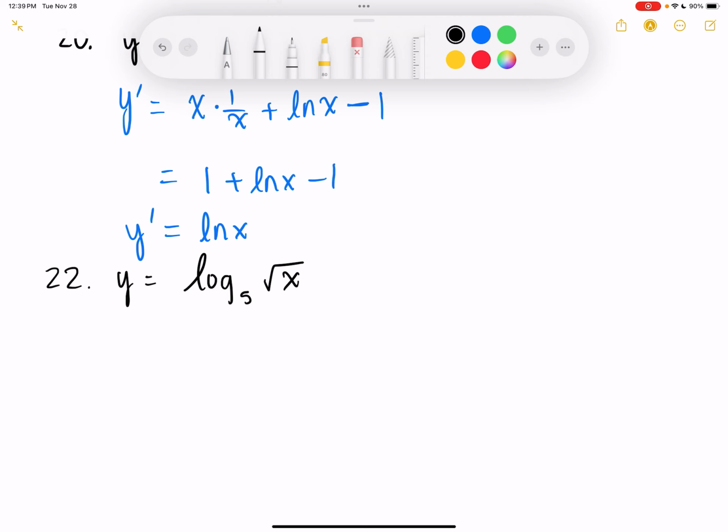Oh, so this one is a chain rule. 1 over u ln a, so 1 over ln 5. Wait, oh yeah, the thing, 1 over u. Oh, that's u. ln 5 times.